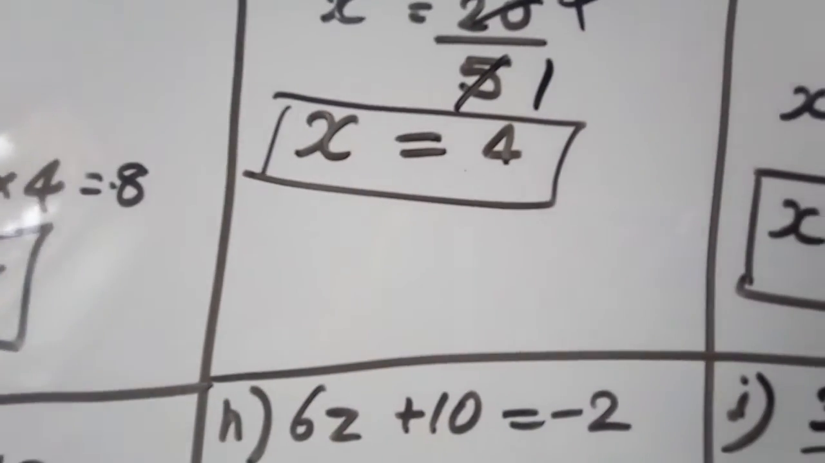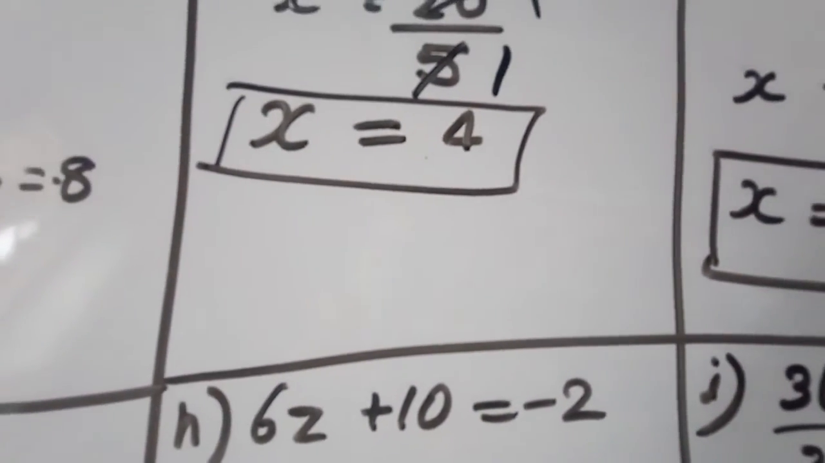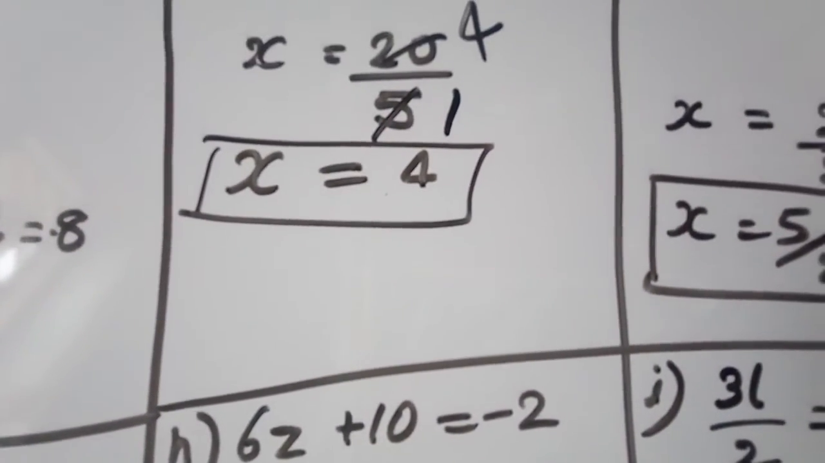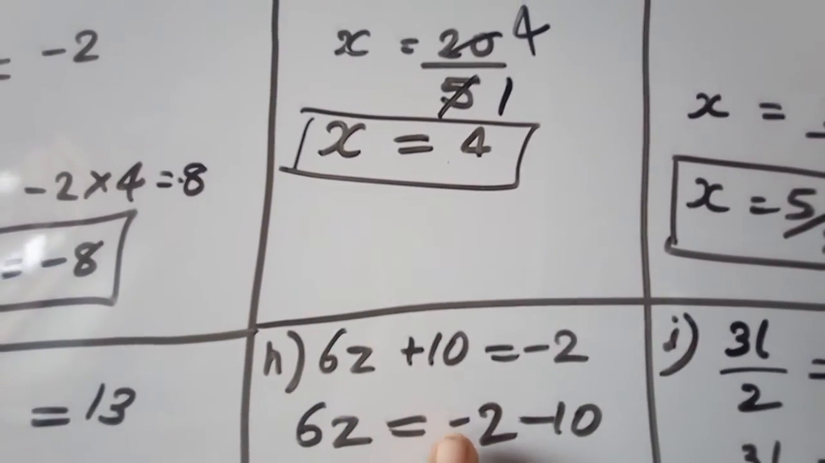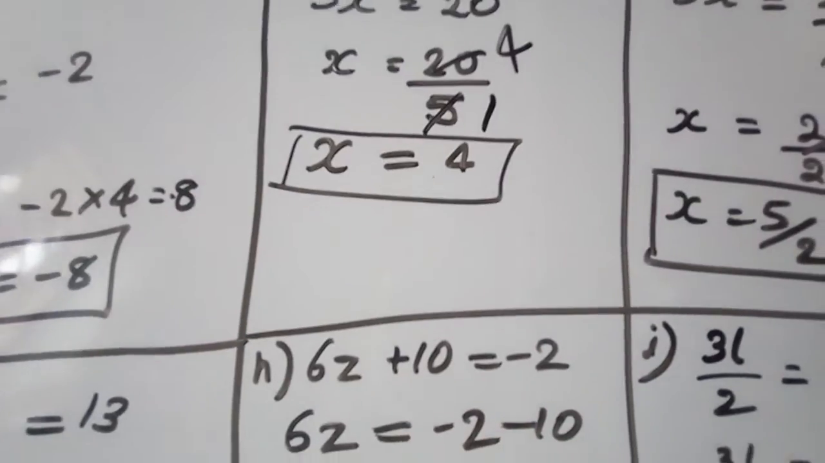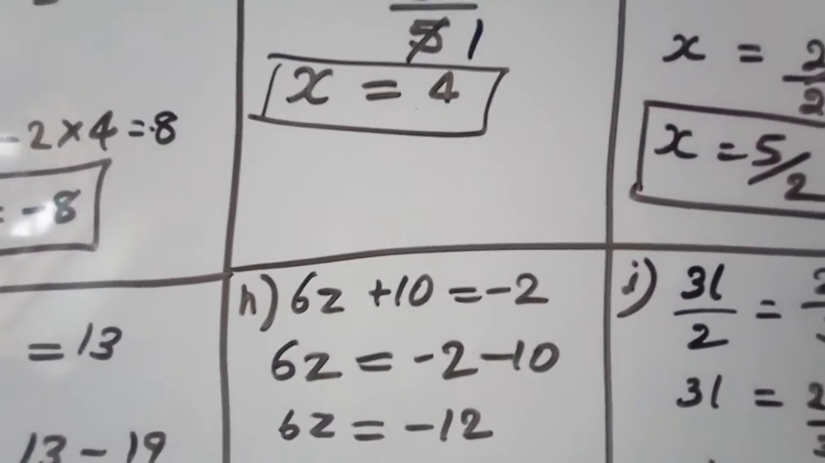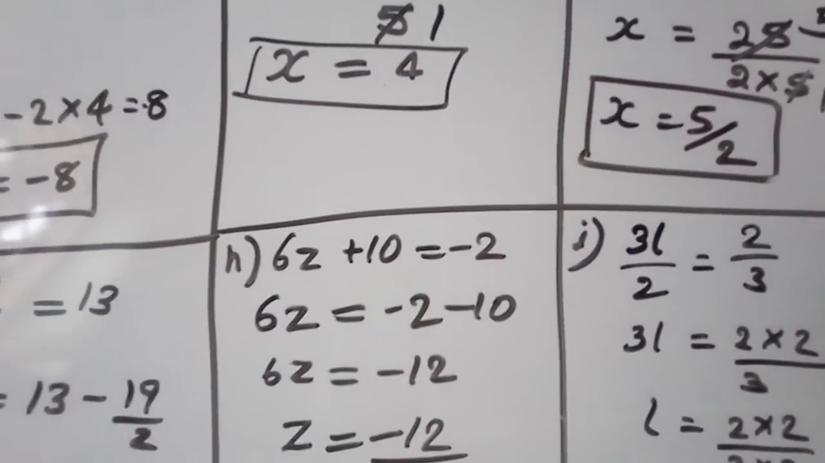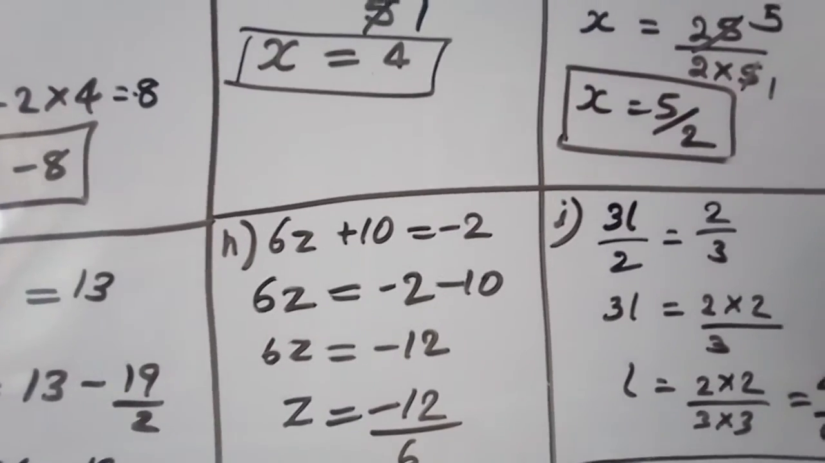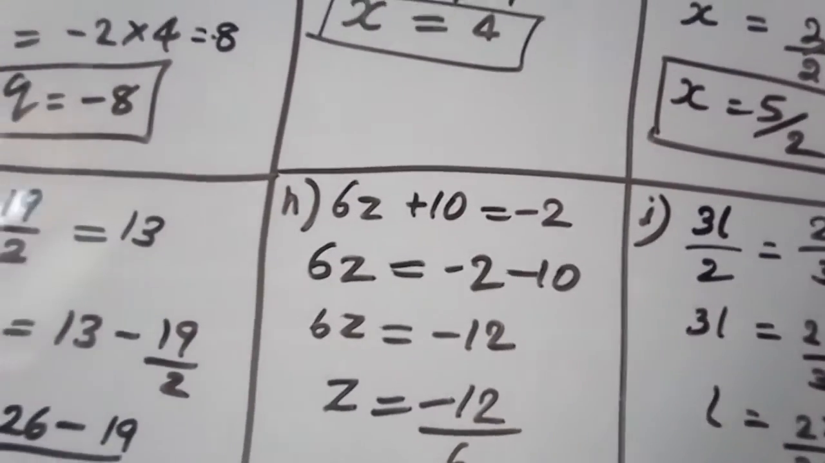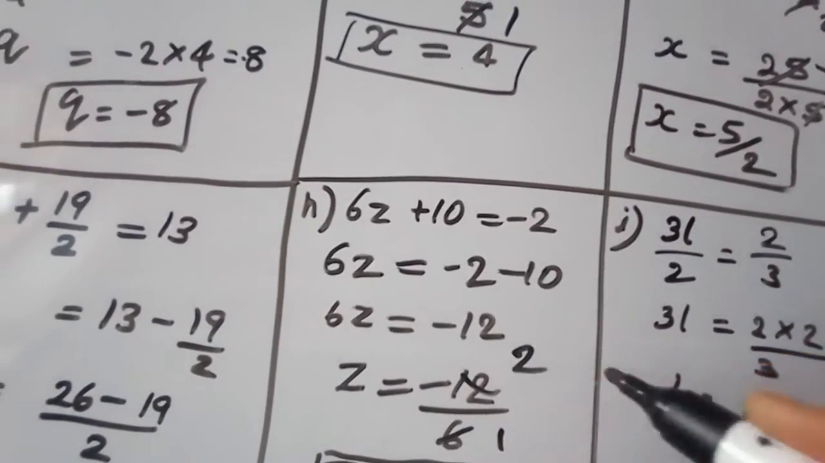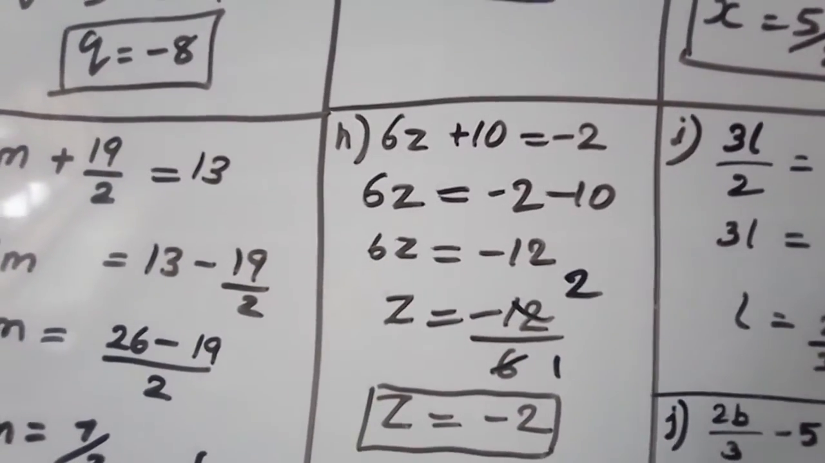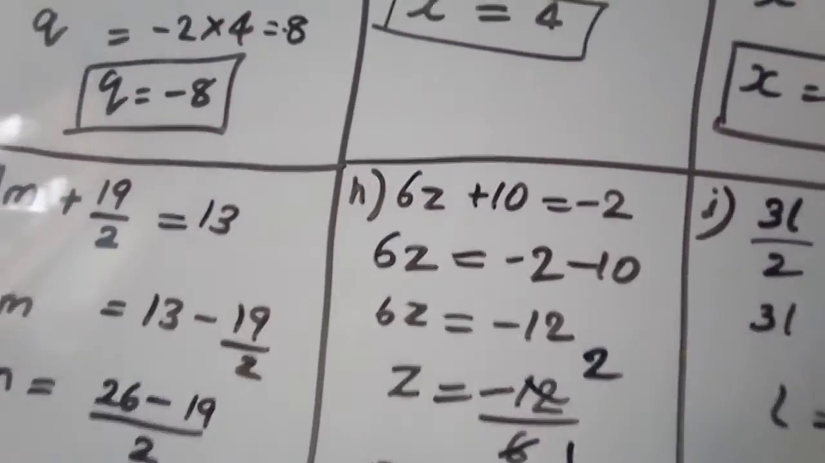Now the H question, 6z plus 10 is equal to minus 10. If I am keeping 6z here, I am shifting the remaining things. Minus 2, minus 10, minus 12. 6z is equal to minus 12. z is equal to minus 12 by 6. If we simplify it, 6 1s are 6, 6 2s are 12. So you will get z is equal to minus 2.